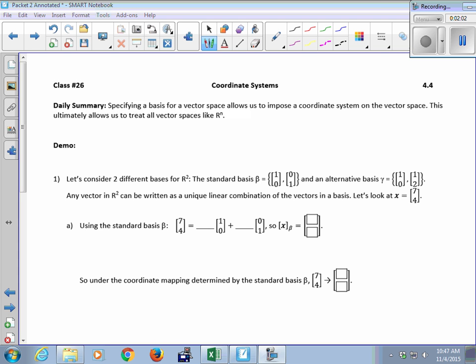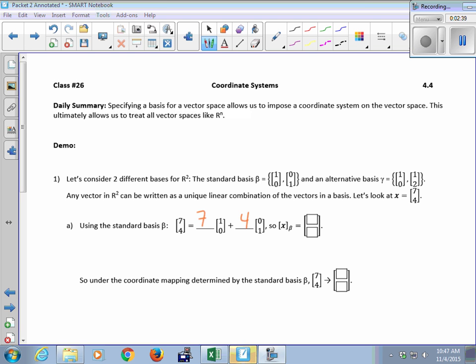And the unique representation theorem from section 4.4 says that any vector in R2 can be written as a unique linear combination of the vectors in a basis. So I'm just going to pick a random vector in R2, (7, 4), and I want to write it as a linear combination of the vectors in the basis beta. So what should my weights be? 7 and 4. And that's why it's called the standard basis. It's the easiest one to use to write any vector as a linear combination of the 2.